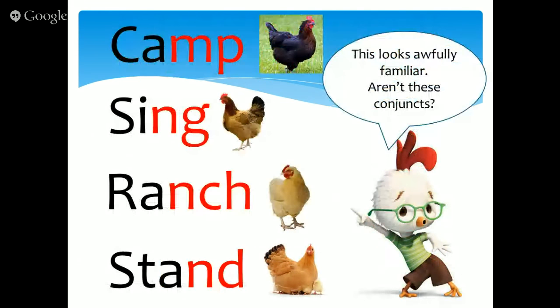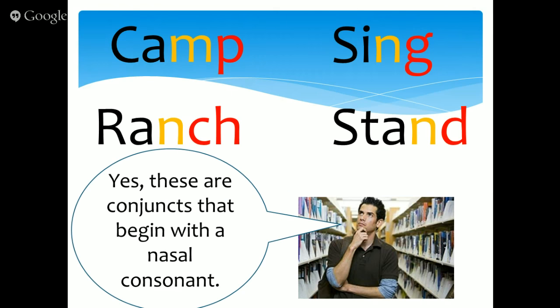So this looks awfully familiar. Yes, they are. These are conjuncts. M followed by P, N followed by G, N followed by CH, N followed by D. These are conjuncts. Two consonants back to back with no vowel sound in the middle. So these are conjuncts, but here these are conjuncts that begin with a nasal consonant. So that's what we're talking about today: conjuncts that begin with a nasal consonant.